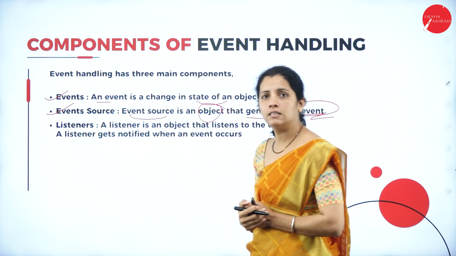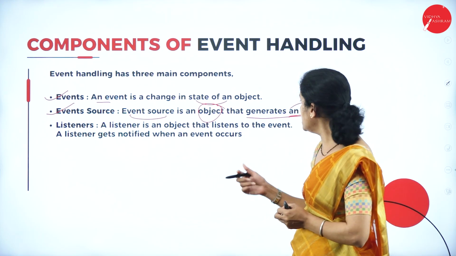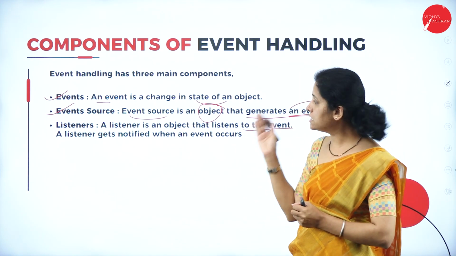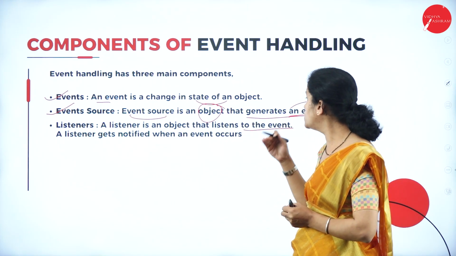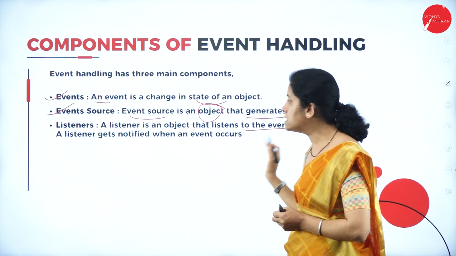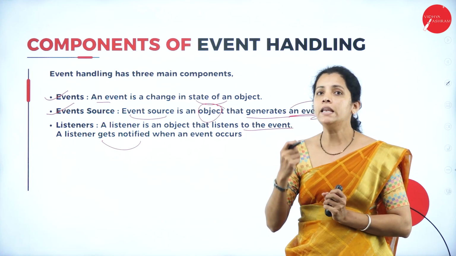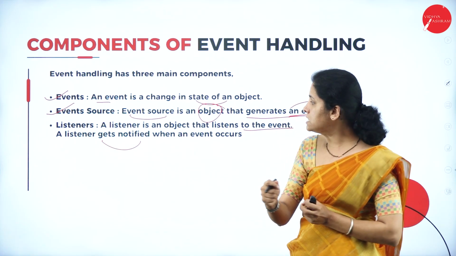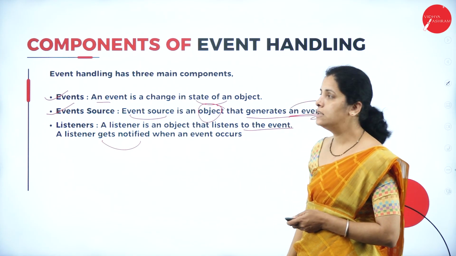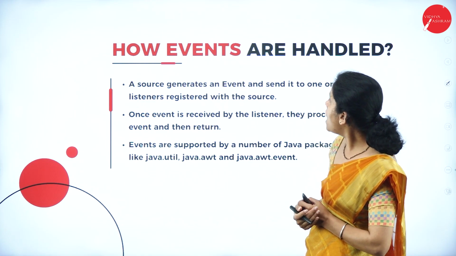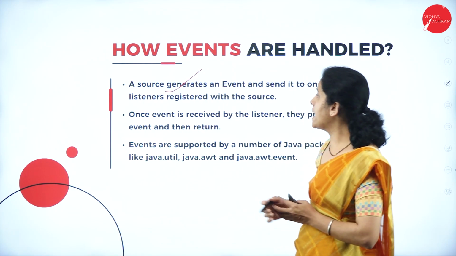Then what about listener? A listener is an object that is listening to the events. So what is listener? It's an object. What's the job of the object? Is listen to the event. A listener gets notified when the event occurs. If any event triggered, then that must be informed to the listener or notified to the listener. So here, how events are handled. A source generates an event.